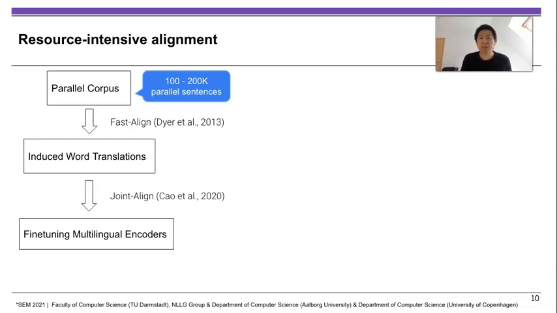First is cross-lingual alignment. Indeed, this is a resource-intensive solution because it often involves up to 200k parallel sentences from which we can extract word translations using a word alignment tool such as FastAlign. Then we can frame these translations as cross-lingual supervision, which we use to fine-tune multilingual encoders, such as m-BERT.